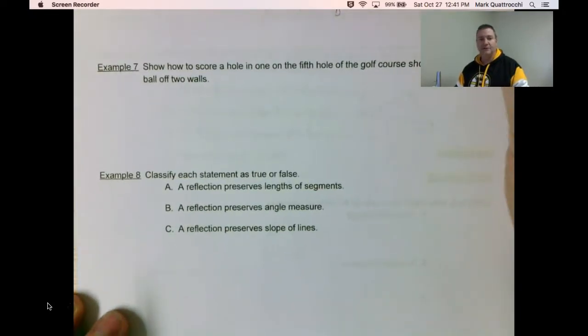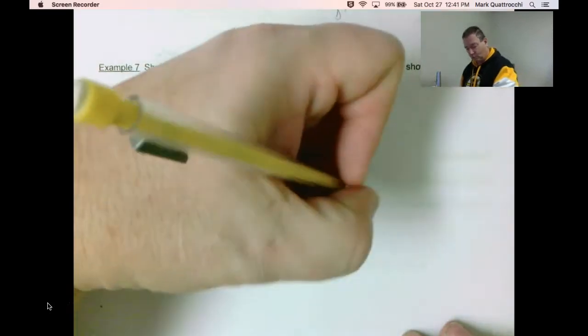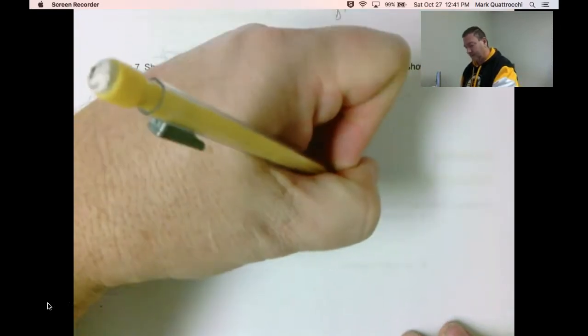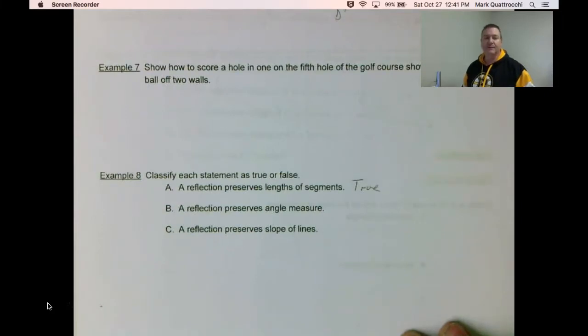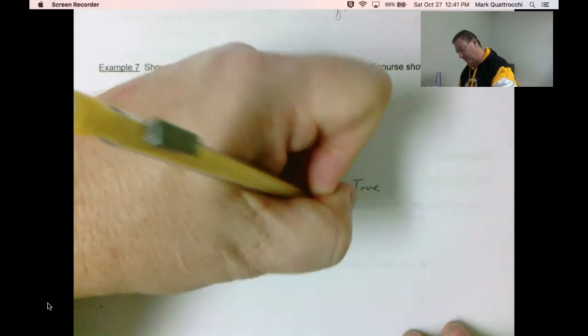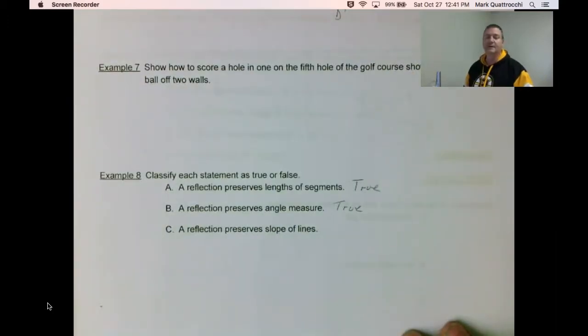Classify each statement as true or false. A reflection preserves lengths of segments. That is true. It's a rigid motion, an isometric transformation. It preserves the lengths of segments, congruent. A reflection preserves angle measure, also true. Again, because it is a rigid motion, isometric transformation. The pre-image and the image are congruent to each other.